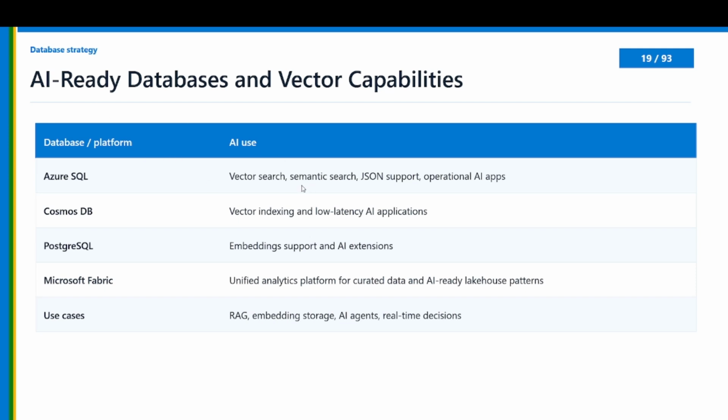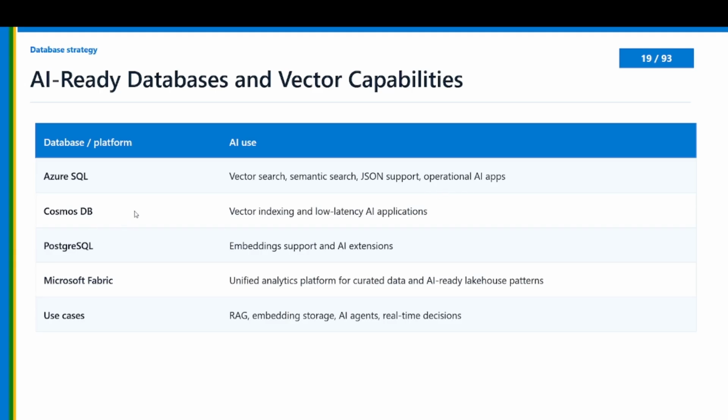Database strategy. So AI-ready databases and vector capabilities. Currently, I told you before that Azure SQL now supports RAG database. Thank God, these are AI-ready databases that are currently being implemented on Azure with vector capabilities. Azure SQL database supports vector search, semantic search, JSON support, operational AI app. So Azure SQL database is no longer only used for transactional data or as an operational database. It can also now be used for vector search, semantic search, JSON support, and operational AI app.